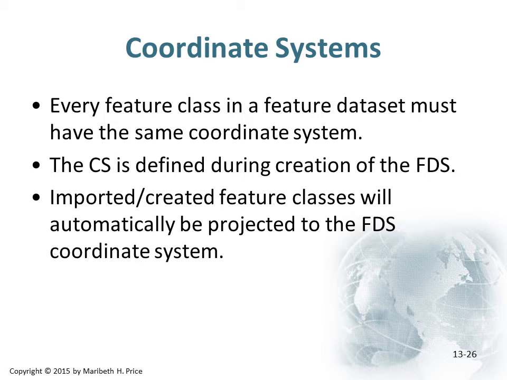Coordinate systems. Every feature class and a feature dataset must have the same coordinate system. This is important. So you have this feature dataset like wildlife. In the wildlife dataset, you have feature classes like elk and bull moose and flying squirrel, and each of those have to be in the same coordinate system. The coordinate system is defined during the creation of the feature dataset. If imported or created, feature classes will automatically be projected into that coordinate system.